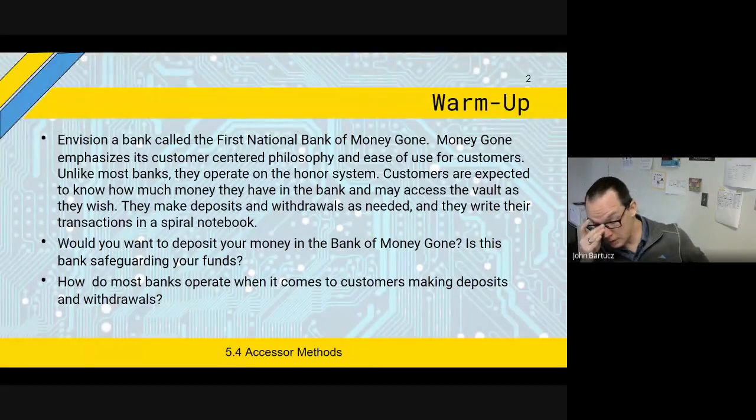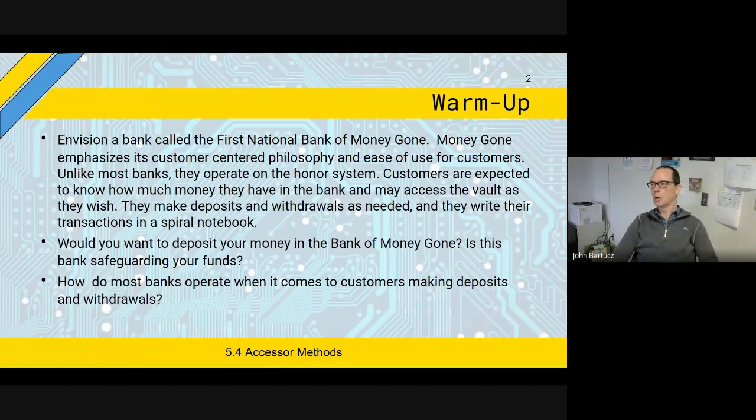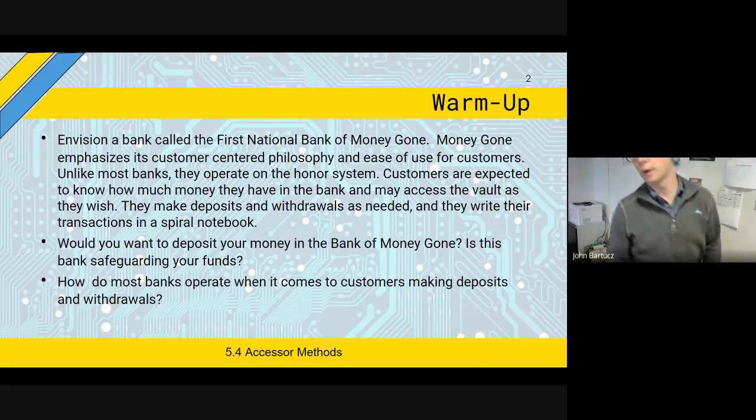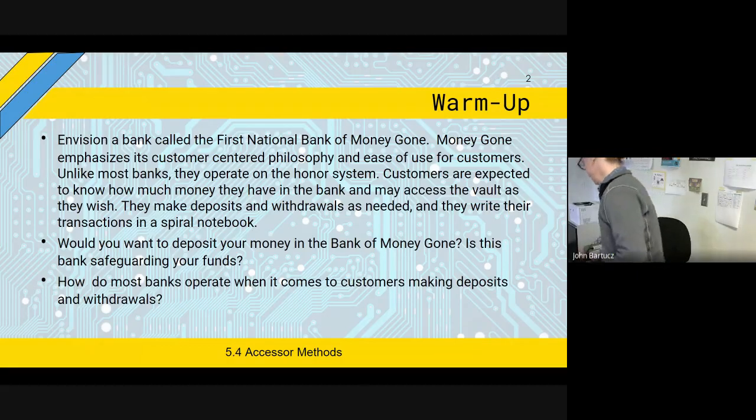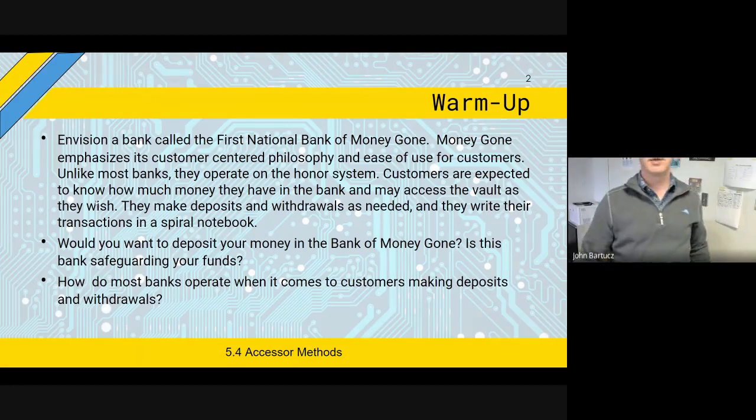All right, so I mentioned briefly yesterday about getters and setters, and the reason that we make all of our properties private in a class, or almost all of them, that it's like a good habit to get into. And the analogy that they have here is a bank.